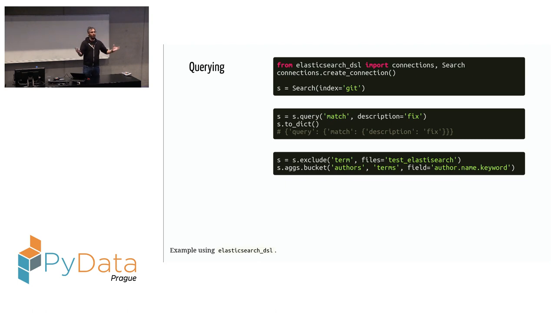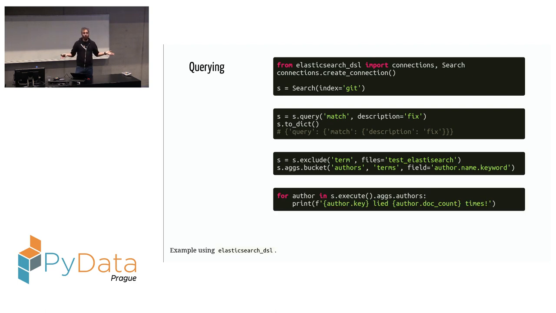So we are still just composing one search request that we'll then send later. In this case, we're excluding, and it's a term query where we want the files to match the directory test_elasticsearch. And we also add the aggregation, where we are looking for the top 10 authors. So we are querying our Git history, where the description has the word fix in it, but it doesn't touch the test directory. Then all we need is some code to output our results.